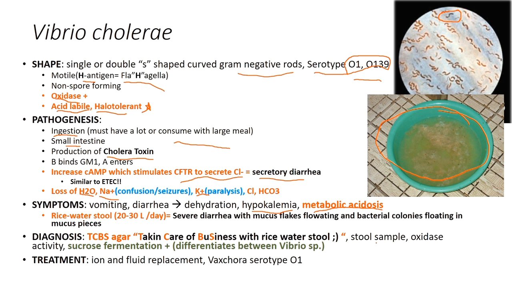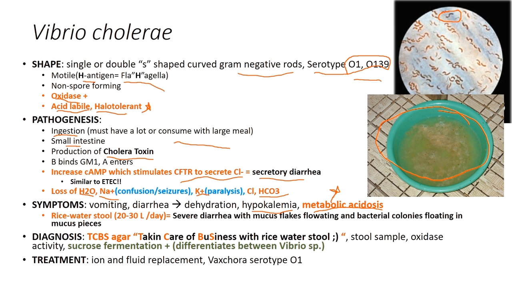In addition, we are losing bicarb. So with secretory diarrhea, we can spit out all our bicarb, which is in addition going to be causing our metabolic acidosis. We have two things leading to metabolic acidosis. Vomiting and diarrhea can be one of our associated symptoms.